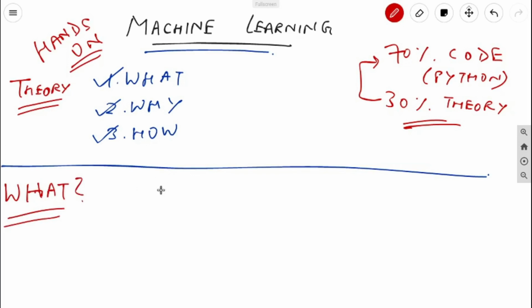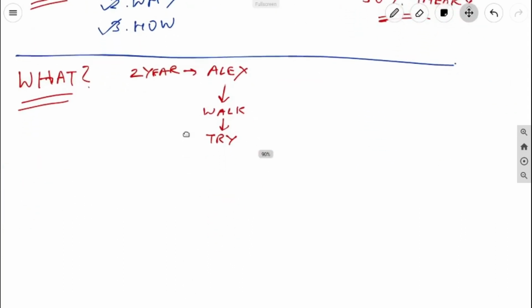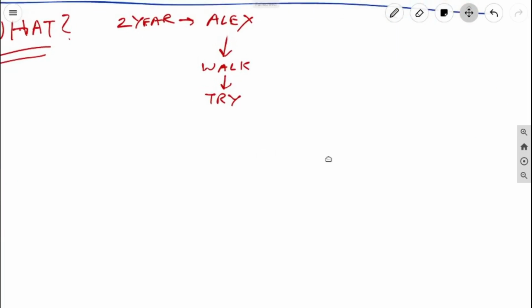Okay, so to explain that, let me take a simple example. Let us assume we have a 2-year-old baby, and his name is Alex. Okay, so Alex wants to walk. He gets up one day, he brings enough strength within his legs and he tries to walk. Okay, let me just zoom in a bit. This looks good. So he tries to walk.